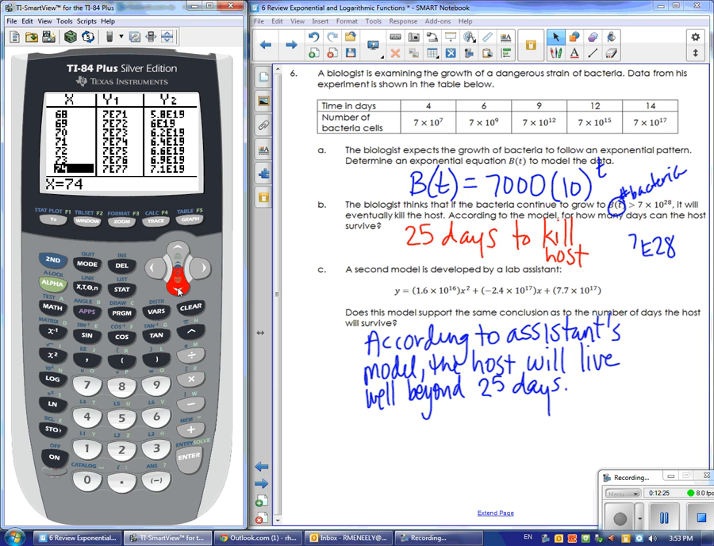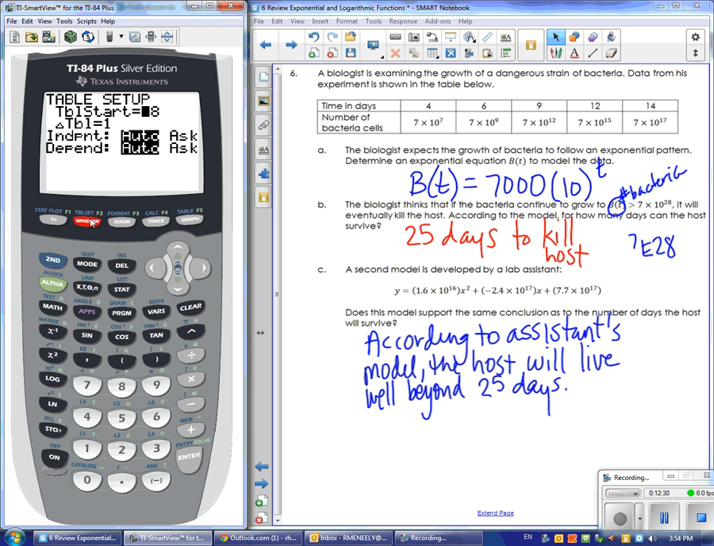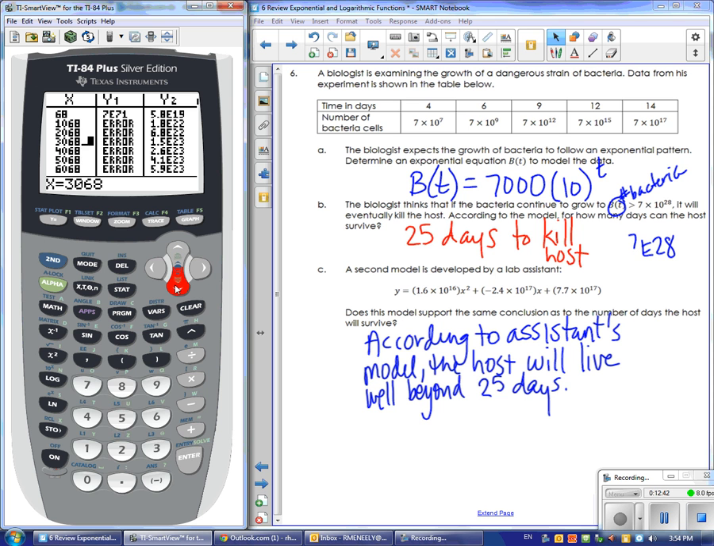Okay. If you wanted to keep going, you certainly could. If you go to your table set, you can increase the increments of your table. Like if I increase them to 1,000, I wonder if that'll make a big enough difference for me to be able to see. Yeah, even if I increase it by 1,000, it's still taking quite some time for me to see times 10 to the 28th. I can keep going, but I think you can see that we're talking about 48,000 days. We're well beyond the 25 days that it took for the original model to kill the host. So the two models don't agree.